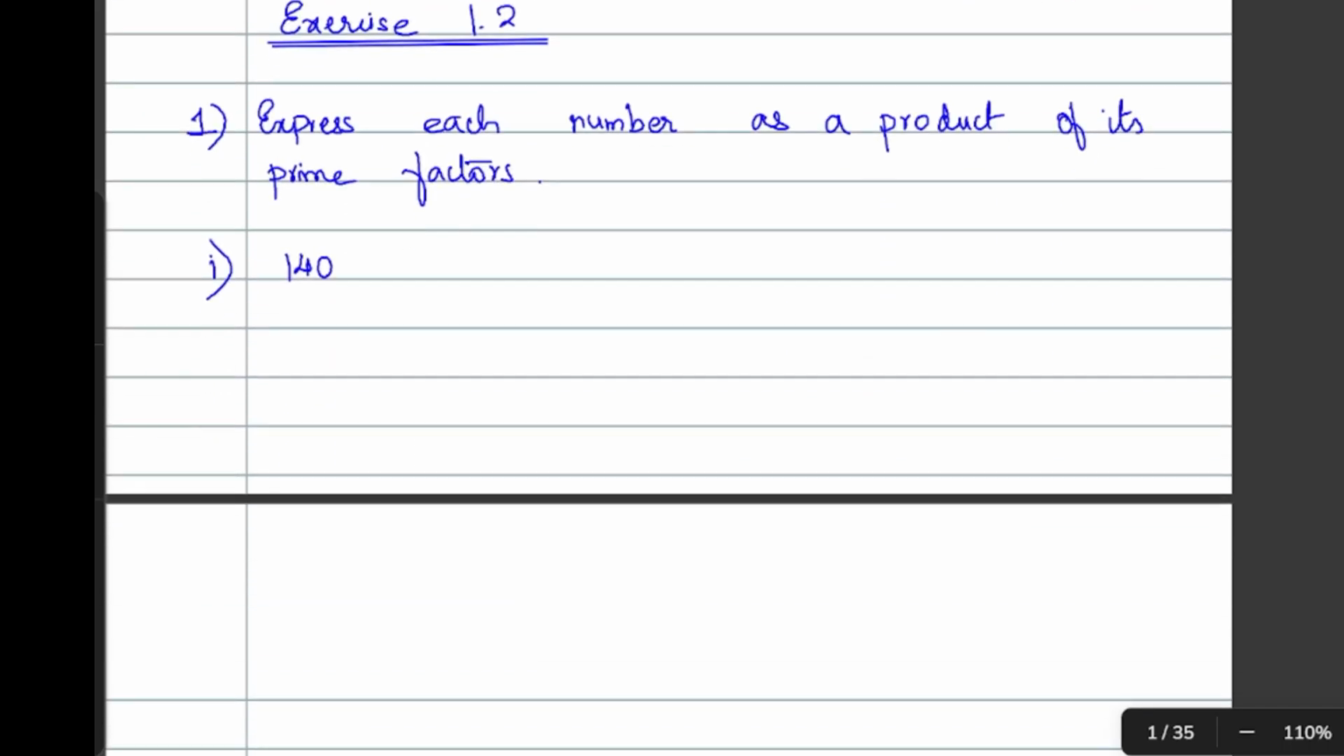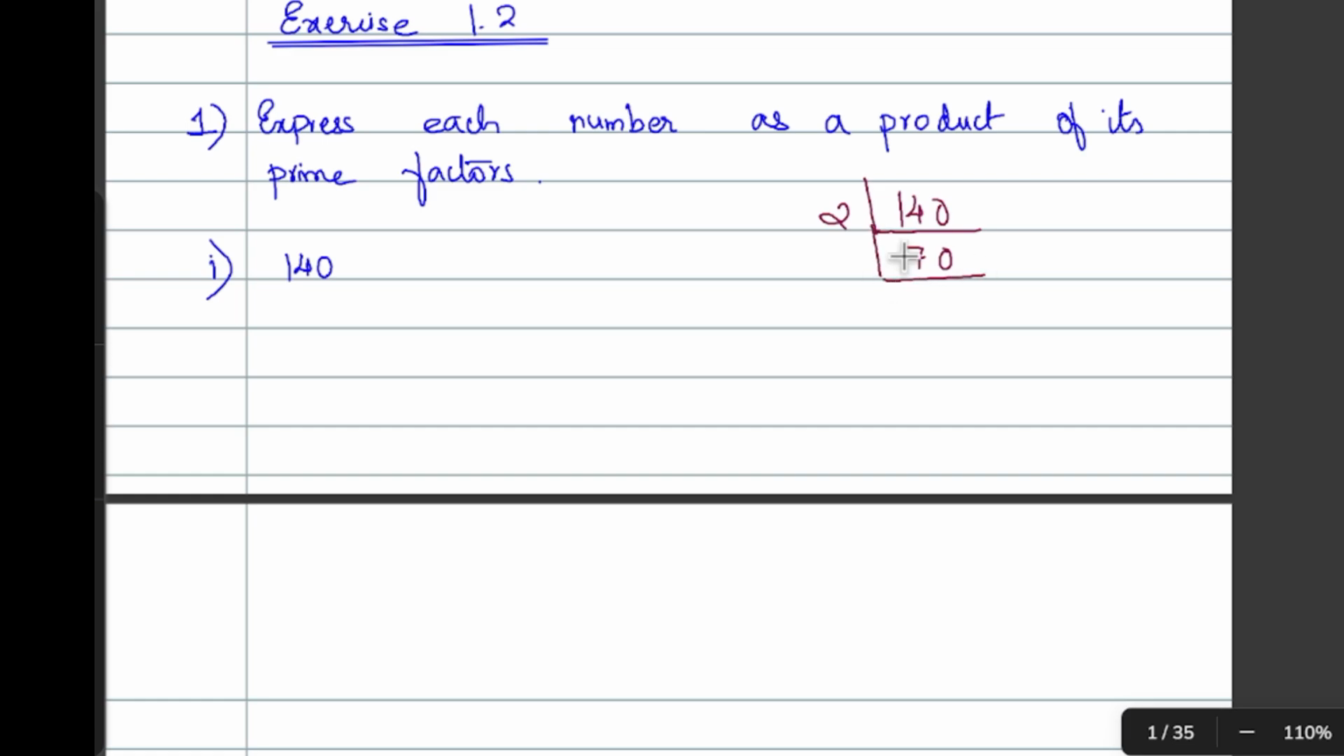So now let's move on to exercise 1.2. In exercise 1.2, they are asking us to express each number as a product of prime factors. If I take the number 140, the least number with which I can divide 140 is 2, right? So what do I get? 7 2s are 14, so it is 70.